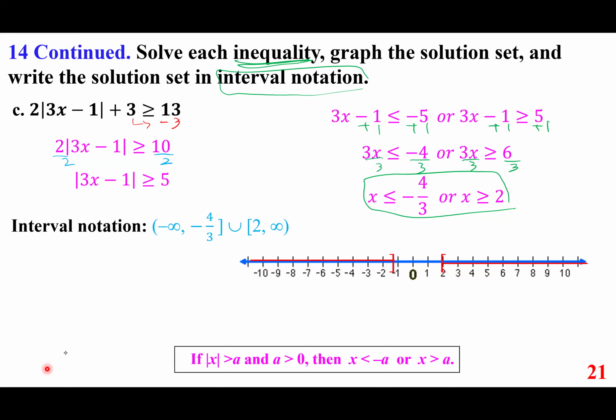As far as the graph is concerned, you locate 2 bracket to the right. You locate negative 4/3, which is like negative 1 and 1/3, bracket to the left. Or you can put a solid dot at 2 and to the right, solid point at negative 4/3 to the left. That means the same. Okay, everybody?